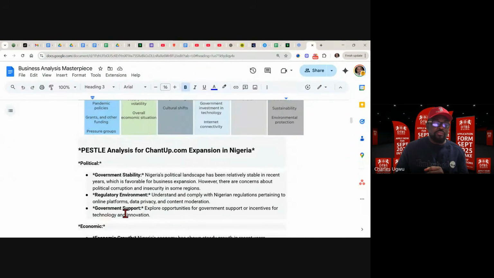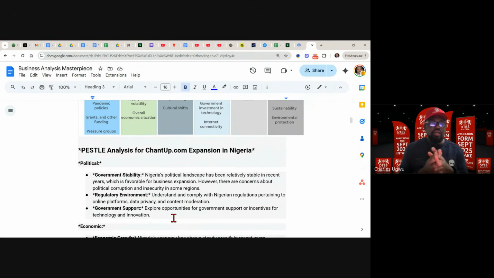So we have government support. Explore opportunities for government support or incentives for technology and innovation. For instance, in Nigeria, like I said, commerce and industry, yes, but I don't know. If you go to CBN, I think they have some funding. But I think all those funding, all those things are just on paper. Most of them are not realistic. When you want to access them, you find out that they are just there to decorate the internet.